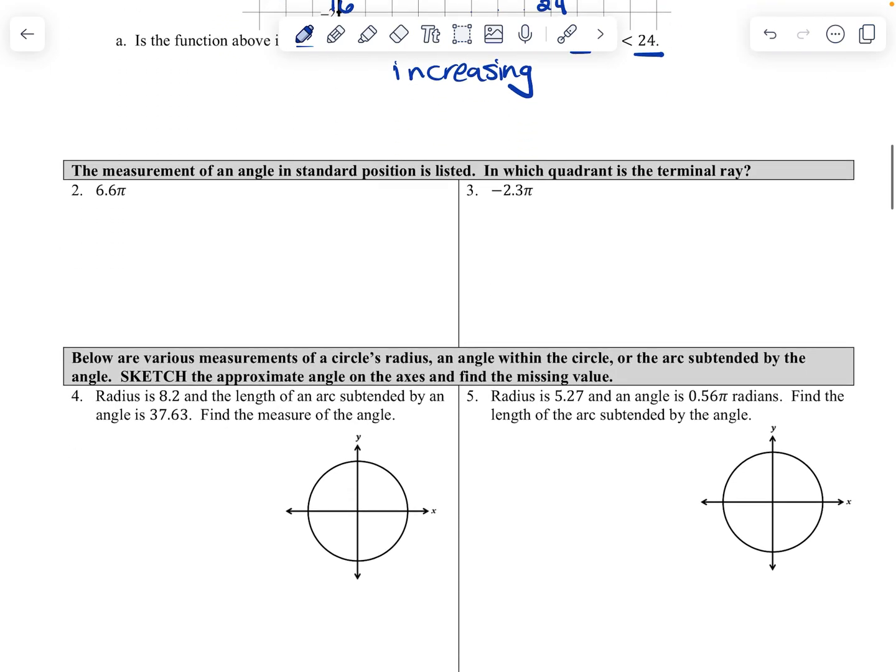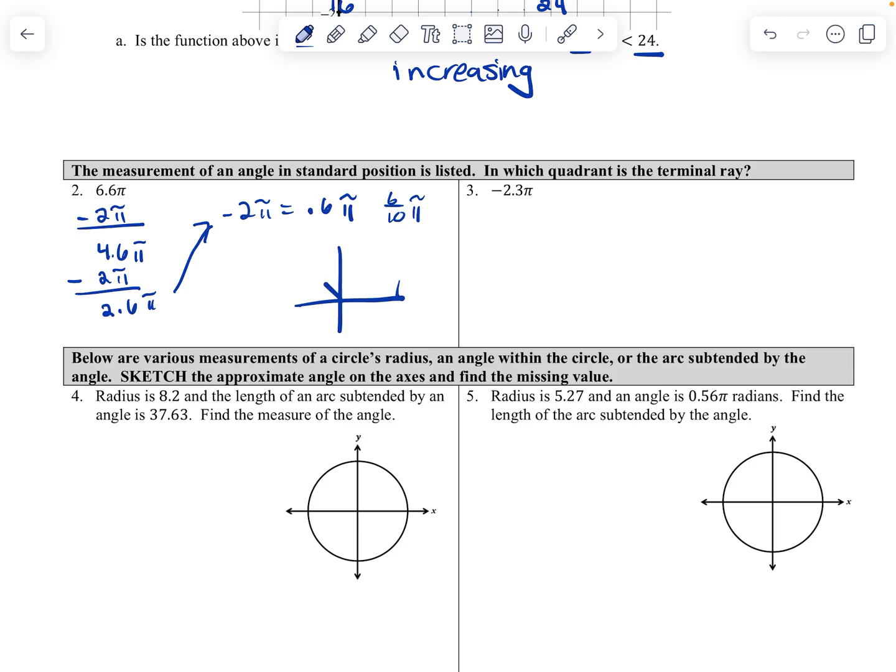All right, so the measurement of an angle is in standard position. In which quadrant is the terminal ray? Well, this is greater than 2 pi. So if I subtract 2 pi, I get 4.6 pi. If I subtract another 2 pi, I get 2.6 pi. Minus another 2 pi gives me 0.6 pi. All right, so again, that's 6 over 10 pi. So that's a little bit more than pi over 2, right? Because 5 over 2, so that would be right here. Because again, this is pi and this is pi over 2. So it's in quadrant 2.